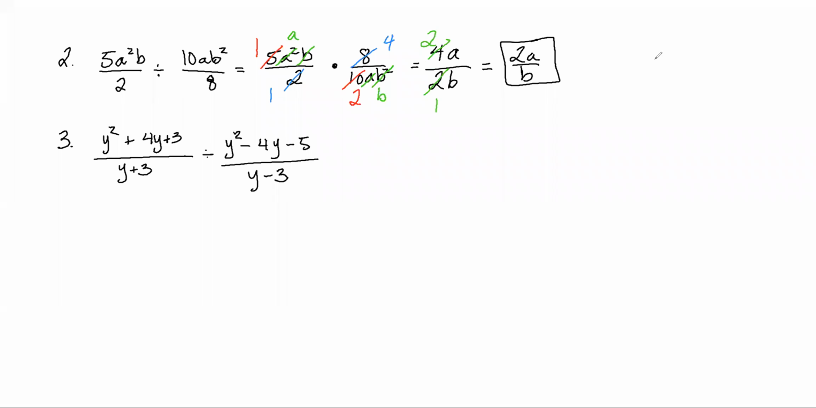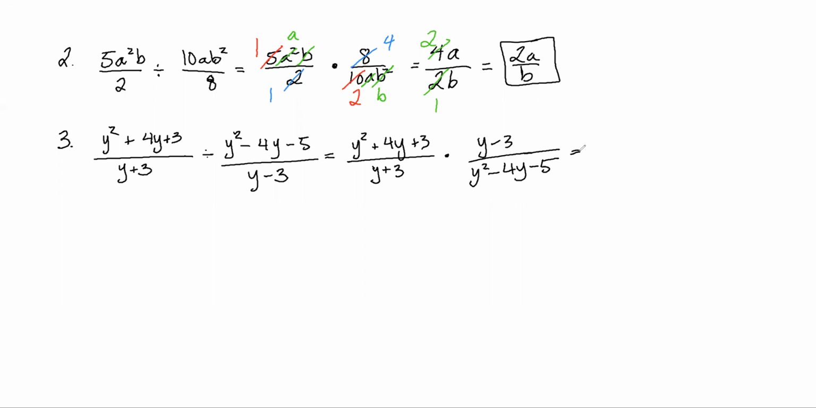All right, so before I start factoring this one, I'm actually going to go ahead and flip it. That way there's a little less writing to do. So keep the first fraction and multiply by the second fraction flipped. So y minus 3 over y squared minus 4y minus 5. Now let's go ahead and factor.